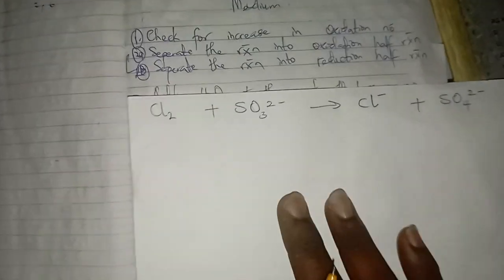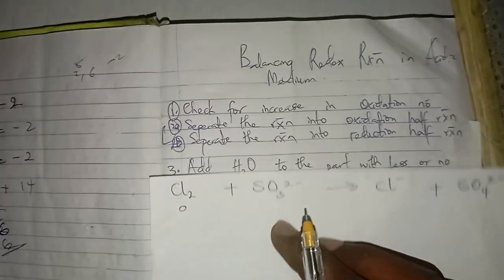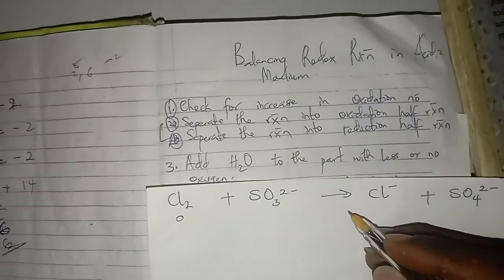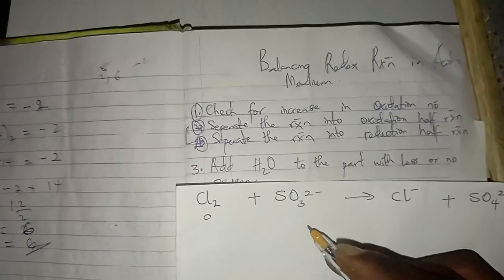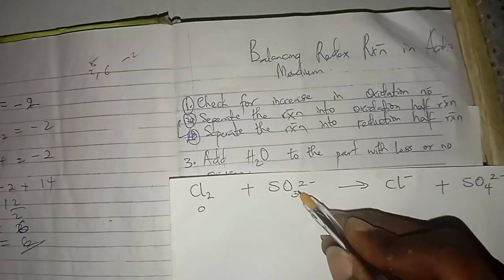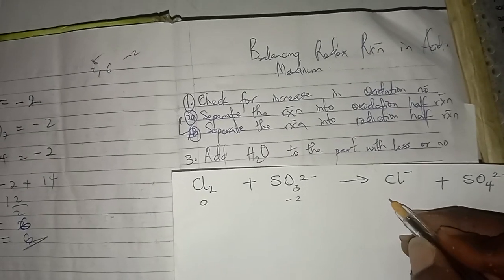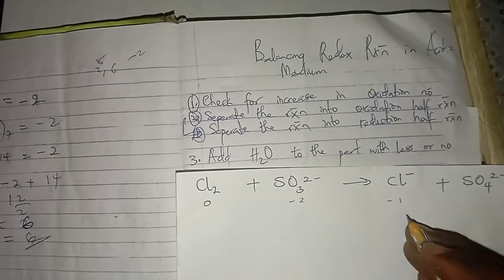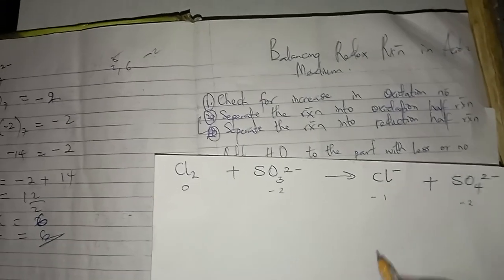So applying rule 1, we're going to check which one is increased. This is 0. Any element on its own, this chlorine gas, has 0 as the oxidation number. Here, everything is equal to -2. Then here, notice that chlorine is now -1. And right here, this one is still -2.